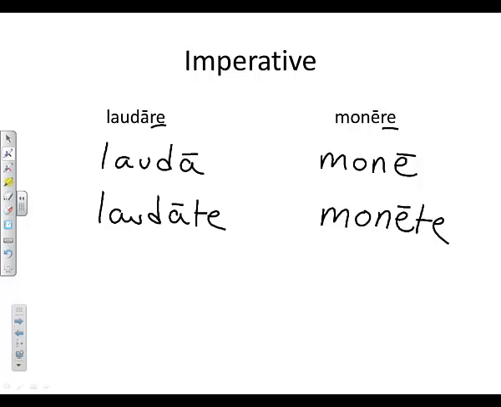We can already get some fun sentences here. All you need is the pronoun me, which is me. Lauda me, praise me. Mone me, advise me. Laudate me, y'all praise me. Monete me, you all advise me. That's all the grammar for chapter 1.